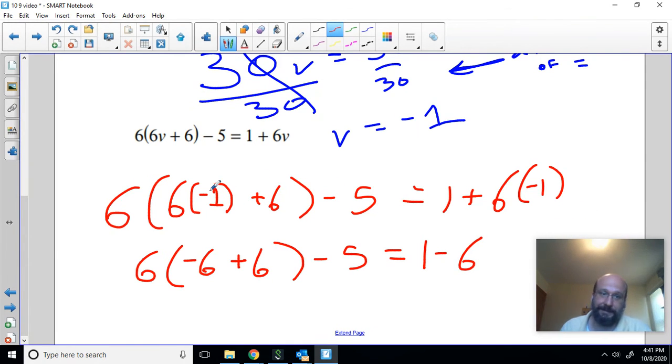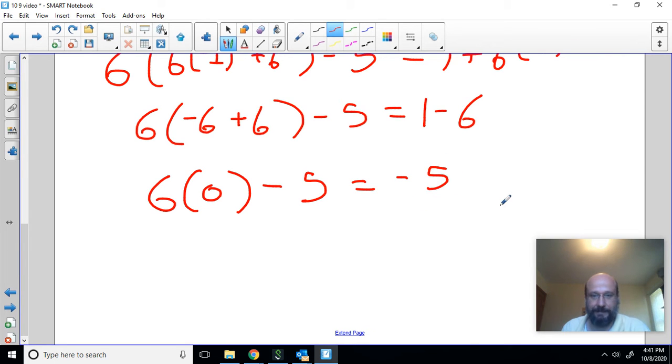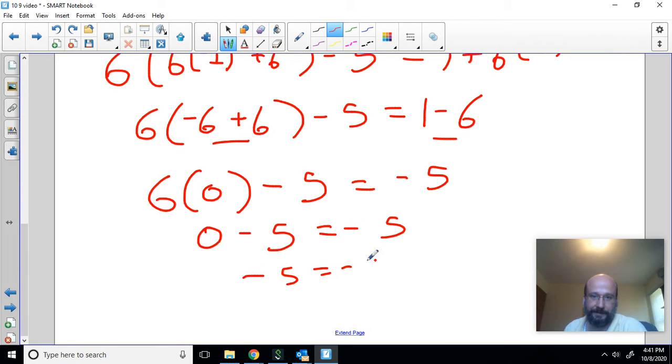Right? Hopefully that made sense. I did this part, and then I did this part, and I got this. Now on this side, I'm going to still do the parentheses. Negative 6 plus 6 is 0. 1 minus 6 is negative 5. Right? So I did this and this. 6 times 0 is 0. And 0 minus 5 is negative 5. So I know I'm right.